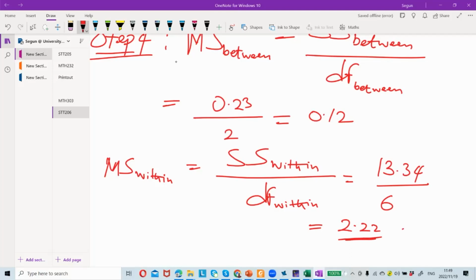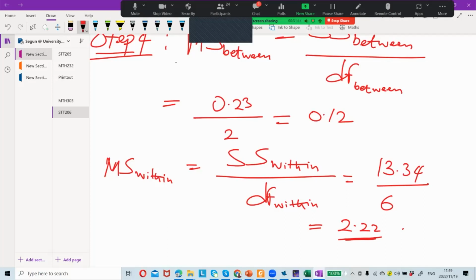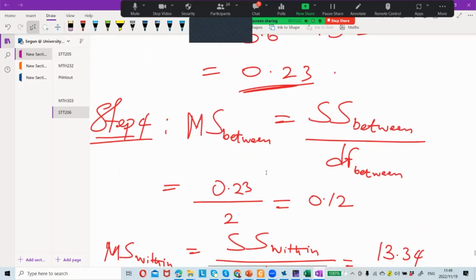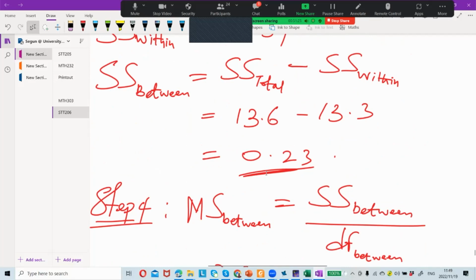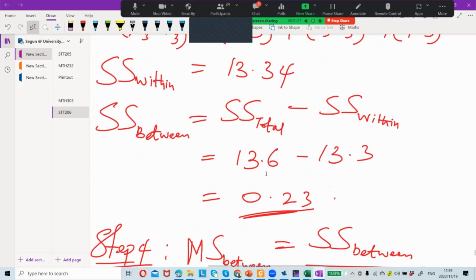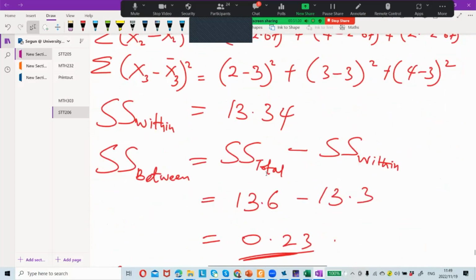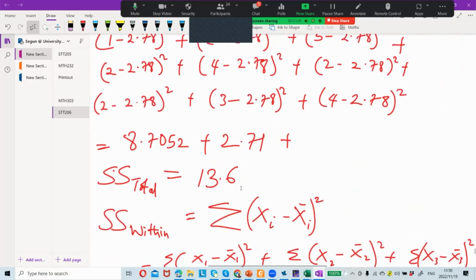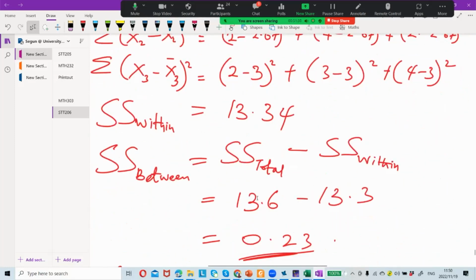Any question? Yes, sir. In that one you calculated SS between, that is SS total minus SS within. I got 0.26, not 0.23. I don't know whether I'm wrong. Okay, you didn't add the 0.34. No, I don't use the 3 because I know this one will give me 13.6. So I just make sure that I have the same roundoff for each of them. Okay, sir. So approximate it.